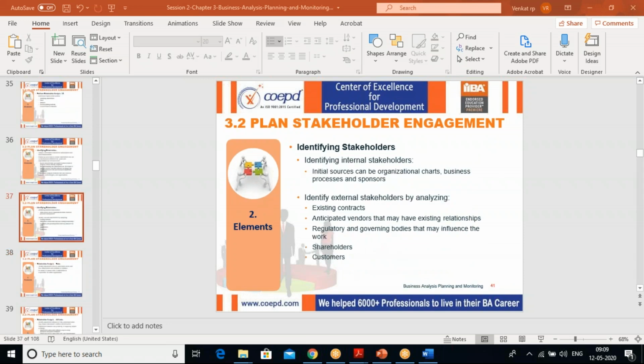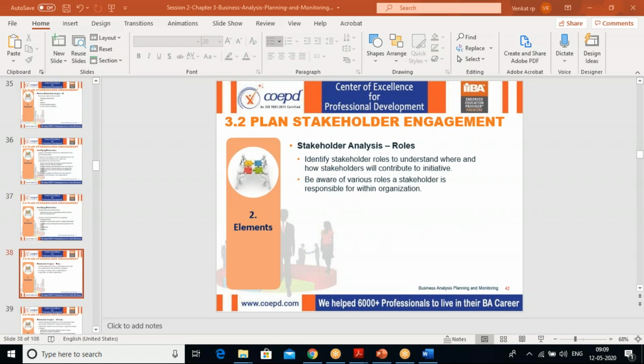And we will also look at the fact that there may be not only internal stakeholders; we have to identify the external stakeholders as well. Both internal and external stakeholders we should identify. Sometimes external stakeholders' inputs or influence will be there in the project as well, so we should consider them. Fine.